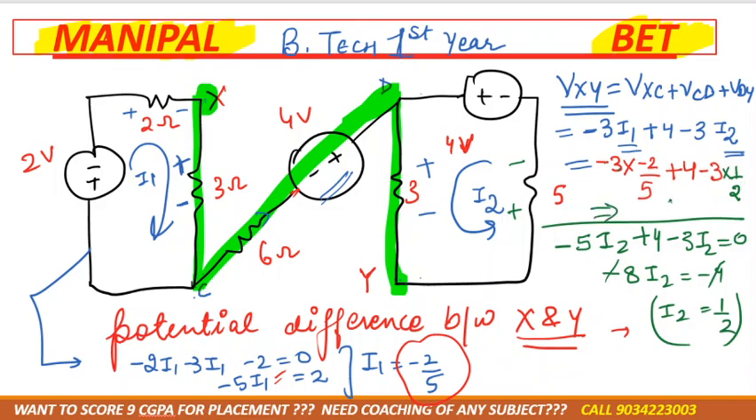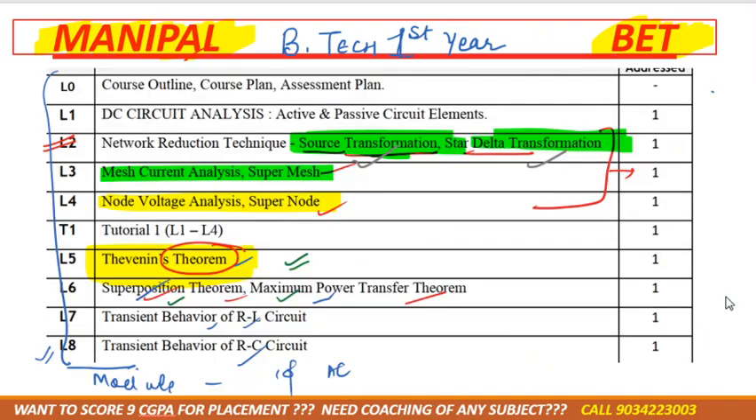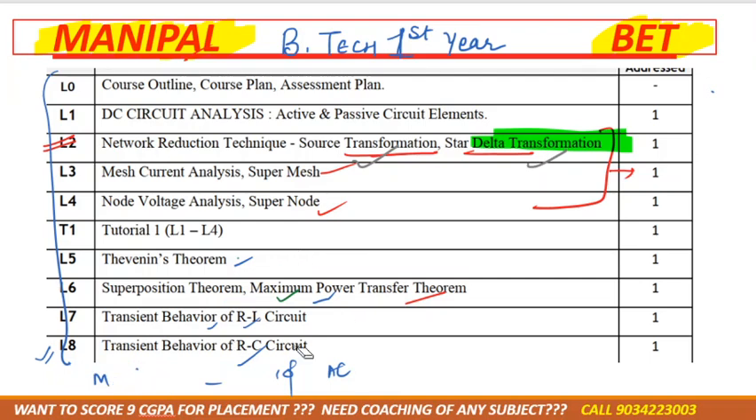Final answer is 3.7 volt. You will get it in negative, minus 3.7 volt. If they ask for Vxy, that is minus 3.7 volt, but if they ask for Vyx, then in that case it would be 3.7 volt. Okay, understood?